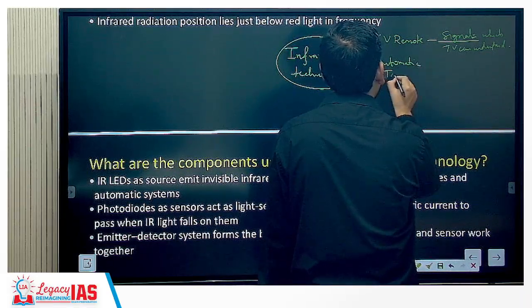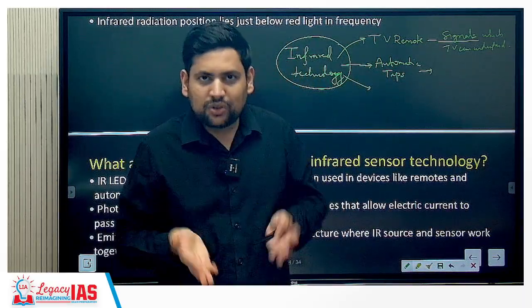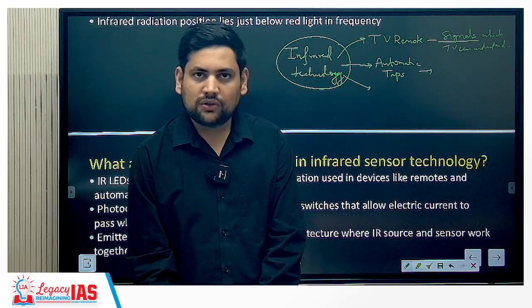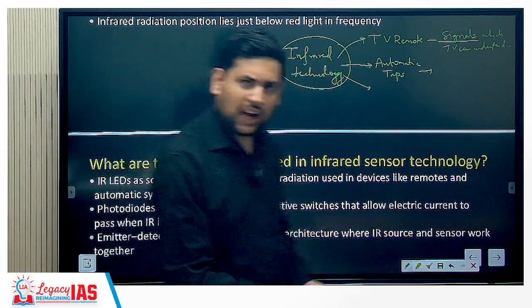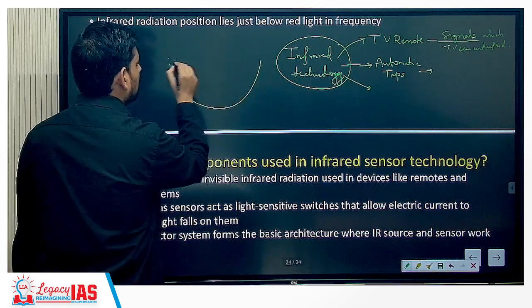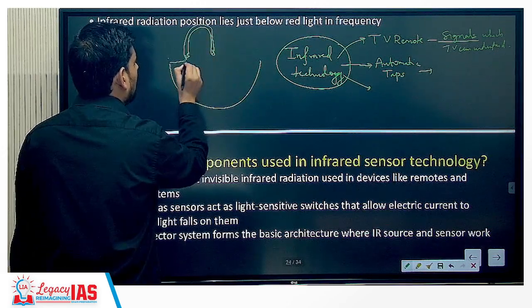Then the second one is your automatic taps in the wash basins. In airports and malls, you might have seen that you put your hand below it, then suddenly it starts giving out water. Otherwise, it does not. Now, how does it work? If this is a wash basin and here is a tap, how does it work?